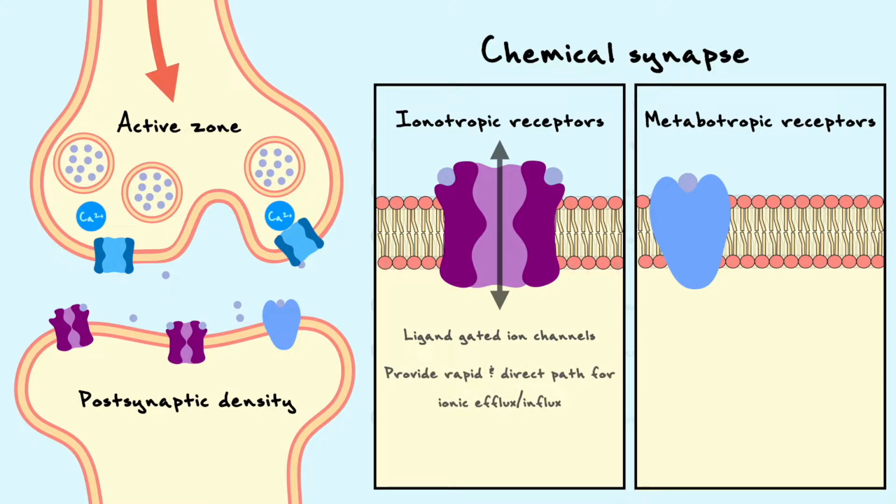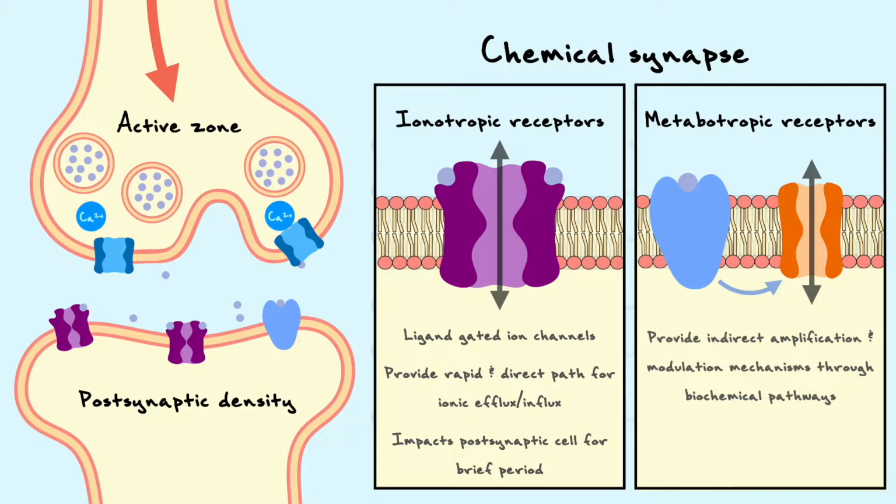For that reason, these channels provide a rapid, direct path for ionic efflux and influx. The impacts of ionotropic receptors usually last for a brief period, which is usually the time that the membrane readapts to its resting potential. Metabotropic receptors, on the other hand, have more indirect effects in comparison to ionotropic receptors.